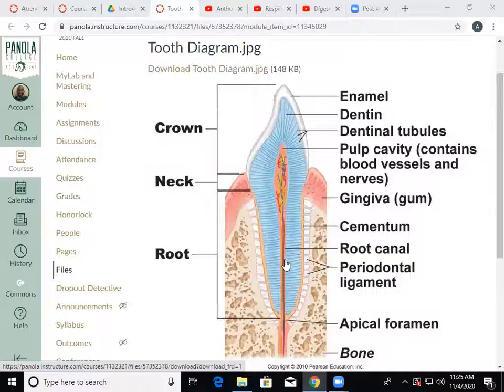Those are the main structures in the tooth that you need to know. Were there any other blanks on there? I don't think so. I think that's all of them.